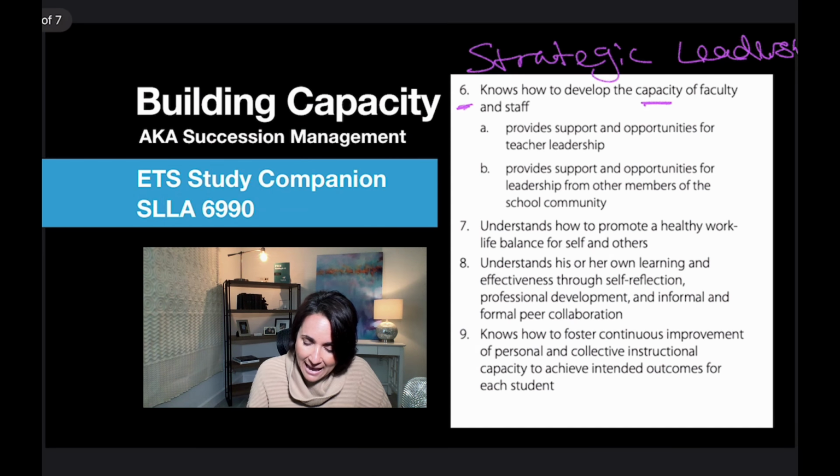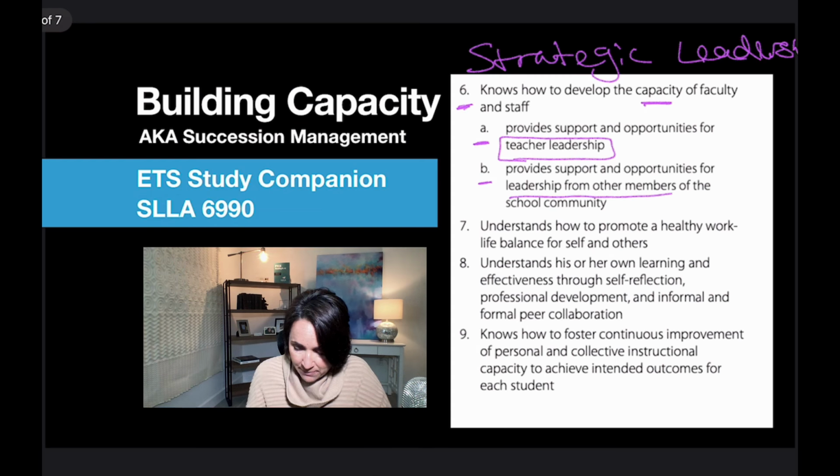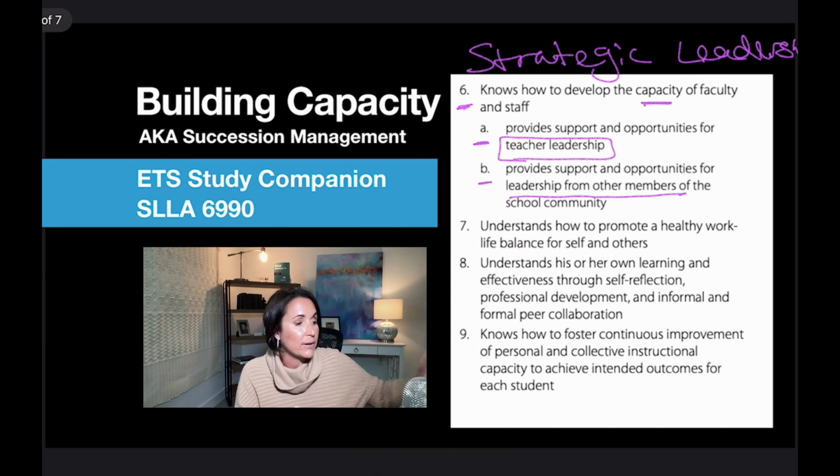And then underneath that definitely hits this question, provide support and opportunities for teacher leadership. Now, in this case, it's leadership, right? Assistant principal to another assistant principal, but it's still providing support and opportunities. And then B, provide support and opportunities for leadership from other members. You are expecting that new assistant principal to learn from the other assistant principal who's been here a little bit longer. So you're providing opportunities for both.